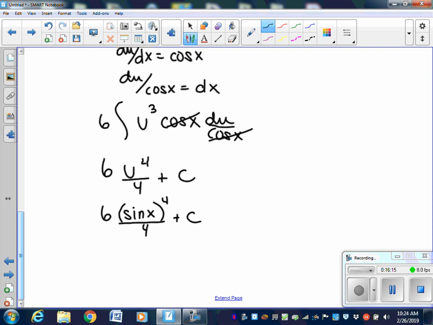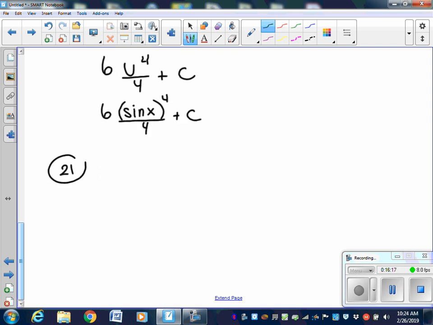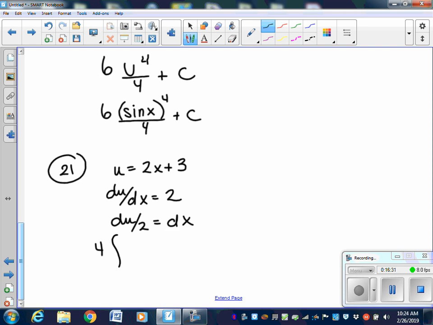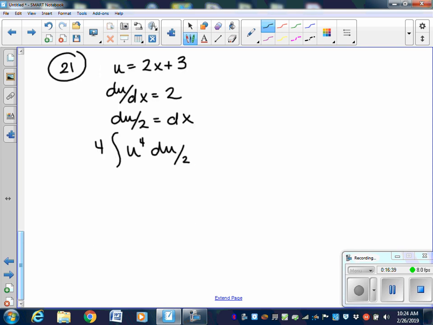And the last one of this type, 21, let u equal 2x plus 3. Let du dx equals 2. Du divided by 2 equals dx. I'm going to bring the 4 out in front. I'm going to replace the 2x plus 3 with u to the fourth. And then it's going to be du over 2, because that's what dx stands for.